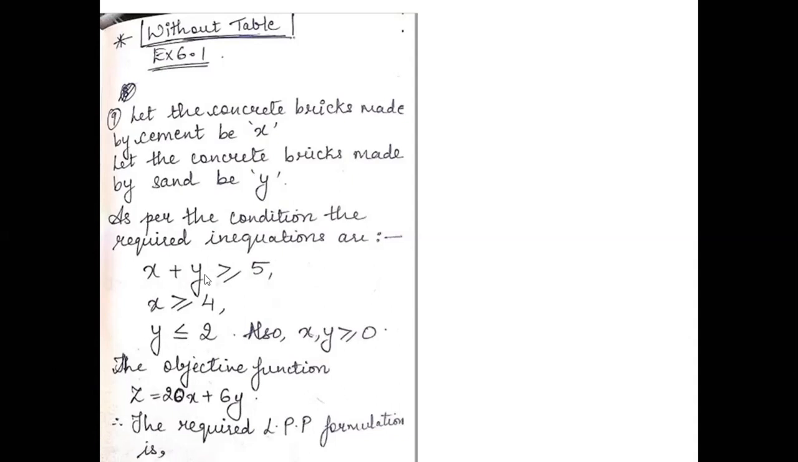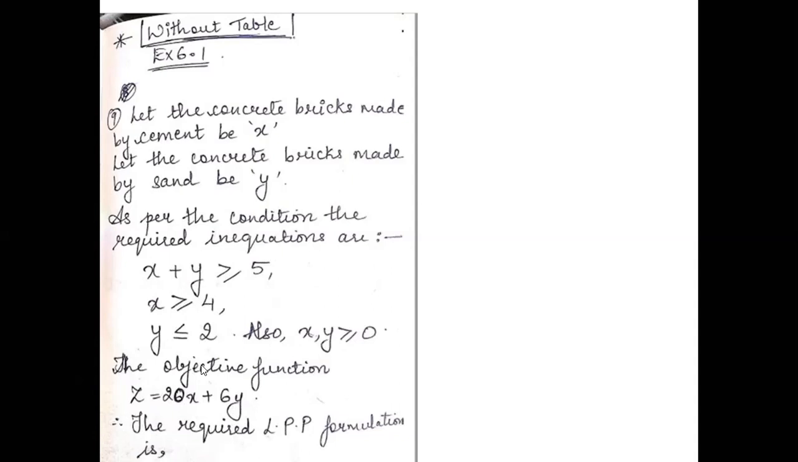So all our constraints are written over here. Once we are done with the constraints, I told you all you have to write the non-negative constraint. So x comma y is greater than or equal to 0. The cost was given per unit of cement and sand. So the objective function z is equal to 20x plus 6y.